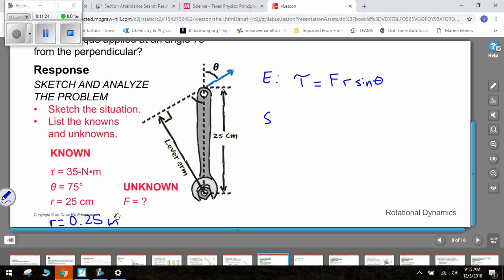Okay. So this should be pretty straightforward to solve, right? We got 35 equals the force, which is our unknown, times R, which was 0.25, times sine of 75 degrees. So you throw that in your calculator, which I'm going to wait for everyone to get their calculators now. I saw a big problem on the last test where people didn't know how to use the trig button on their calculator. So I'll wait.